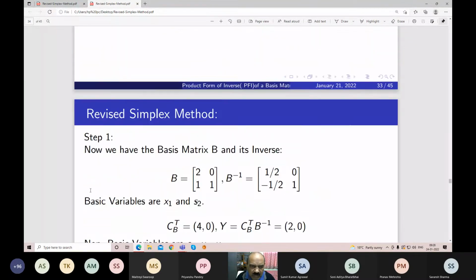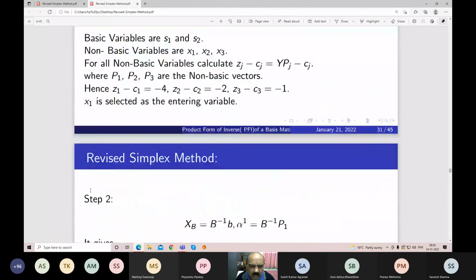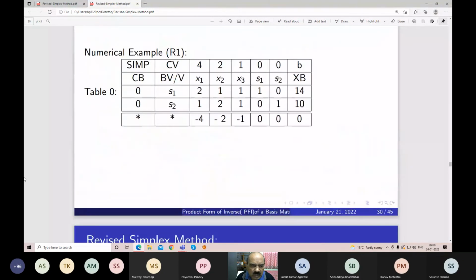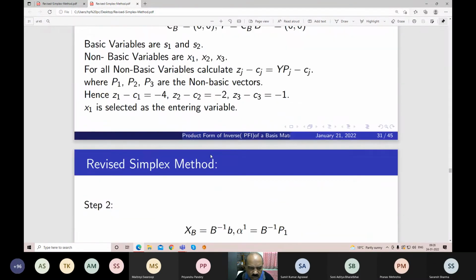Once you got 2 0, what are the non-basic variables? Basic variables are presently x1 and s2. These are the basic variables. Non-basic variables are x2, x3 and s1. These are the non-basic variables. So what we are going to do?